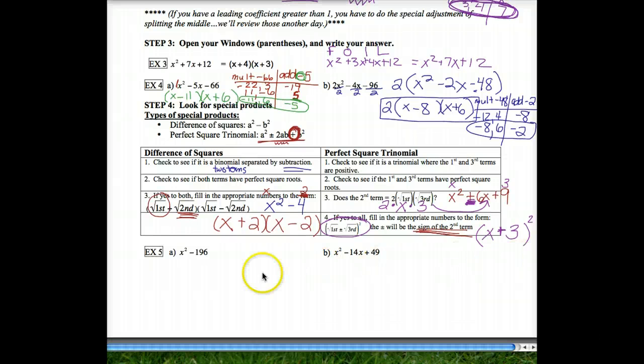All right, very last 2 that I would like for you to try on your own. Please pause and actually think through it yourself. Then come back and check to see if you got it right.